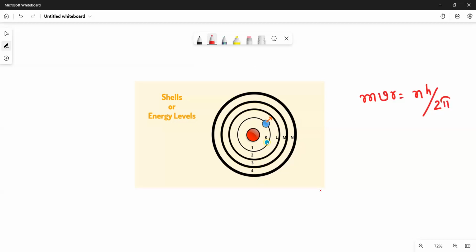Now these shells can be numbered as 1, 2, 3, 4, and they have also been labeled with English letters, that is K, L, M, N. Now, why is the electron moving from this to this, or from this to this? The electron can easily move, but it must have the accurate required amount of energy, that is delta E. If it is moving from L to M, it must have delta E amount of energy, which is required from L to M.